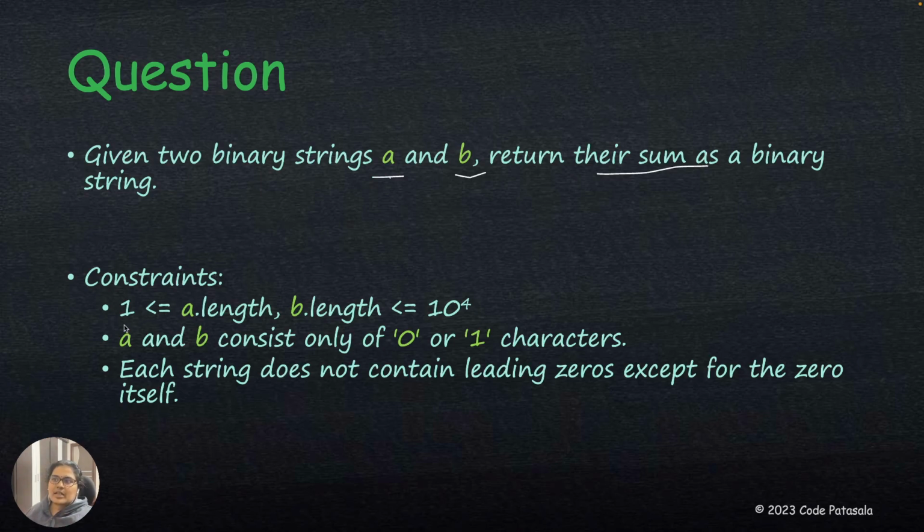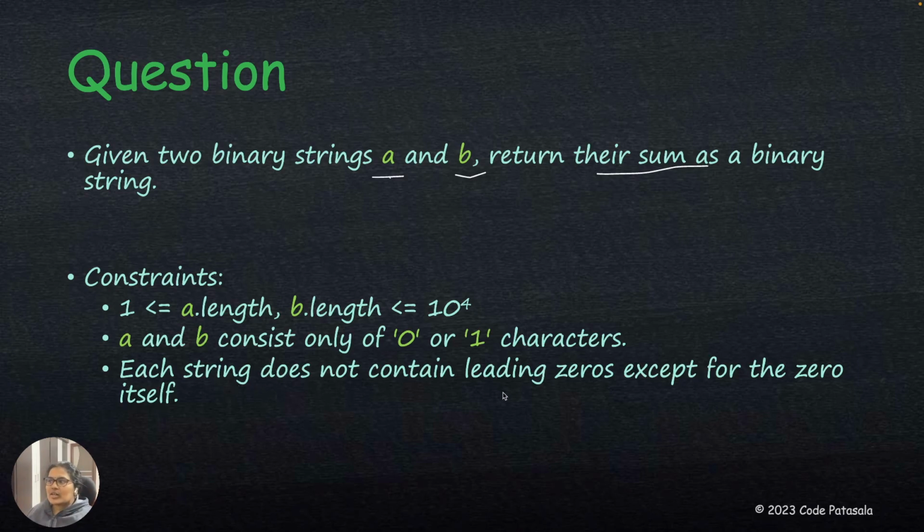The constraints given are that the length of A and B are in the range of 1 to 10 power 4. That means A and B will have at least one number in them. A and B consist of only zeros and ones. Since it's a binary number, it contains only zeros or ones.